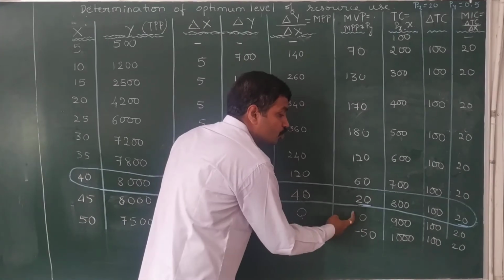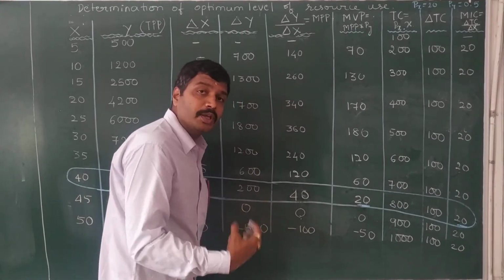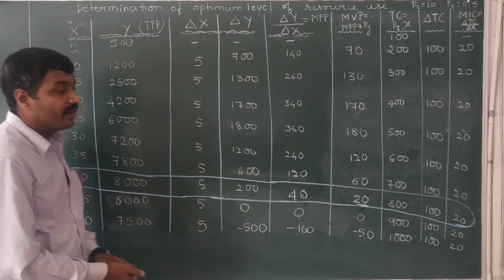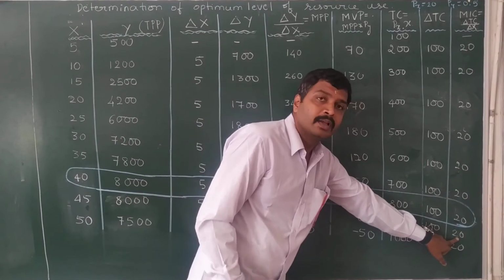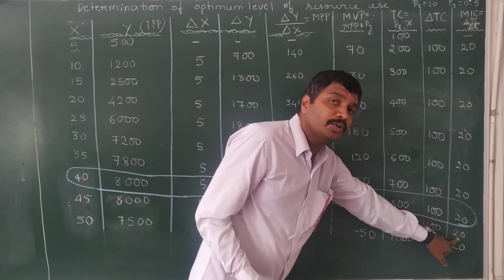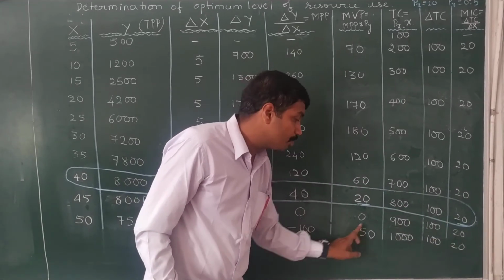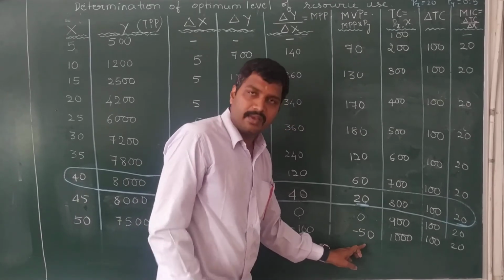Supposing he continues beyond this level, then what will happen? See here, MVP is 0. That means the returns accrued to him by use of this additional unit of input will be 0, whereas for that we need to incur additional cost, which is not rational. If he continues further, then he is going to get negative returns, which is not at all rational.